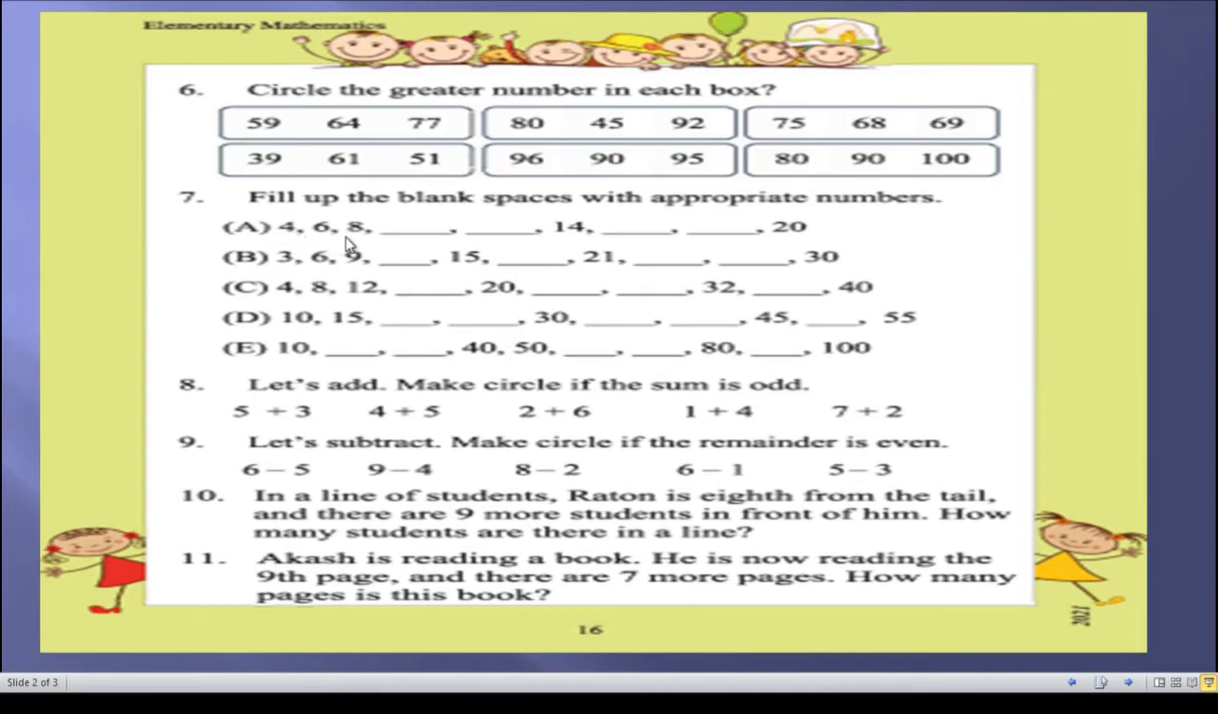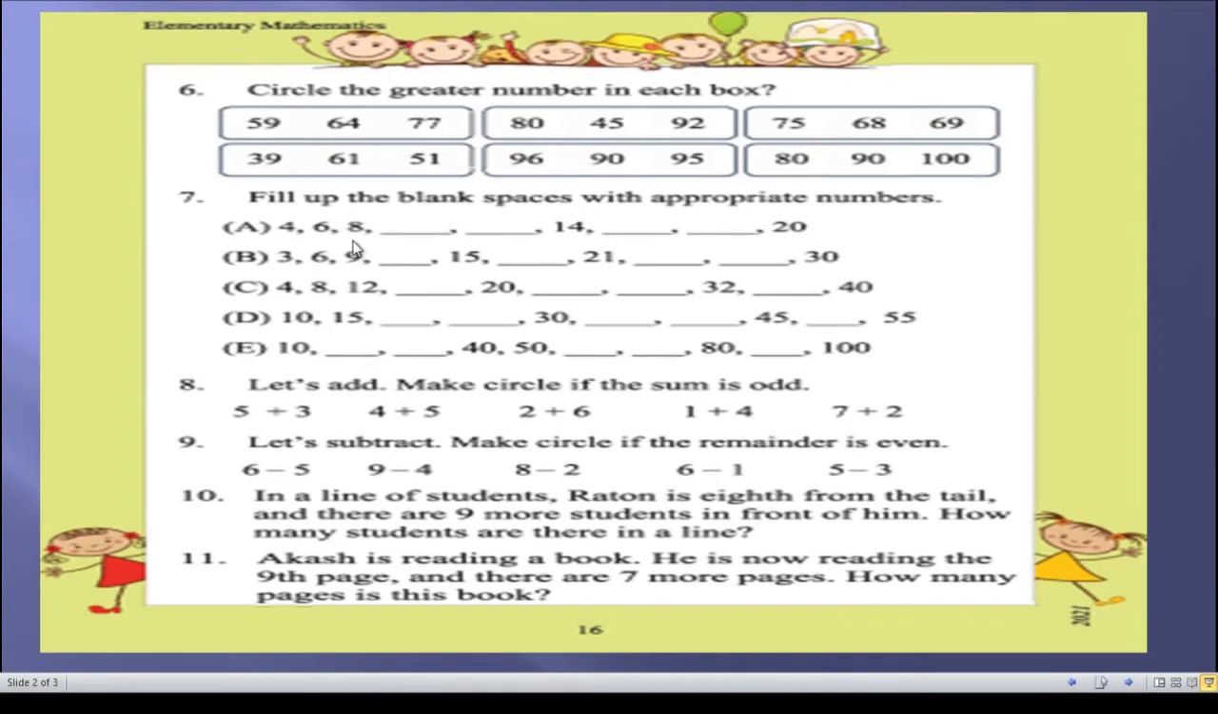So you can easily find out the pattern that if we add 2 with the first number, 4 plus 2 is equal to 6, and it is the second number. And if we add 2 more with the second number, we can find the third number. Here we can see that 6 plus 2 is equal to 8. So if you add 2 with this 8, what will be the answer? 8 plus 2 is equal to 10.